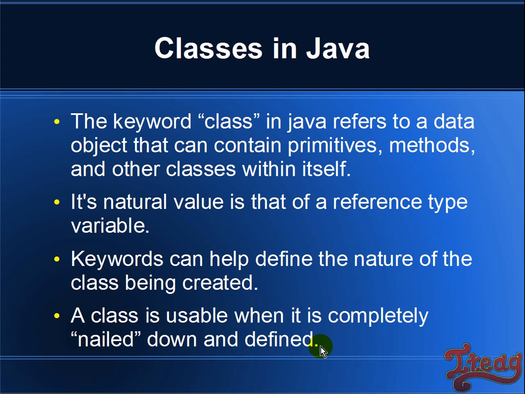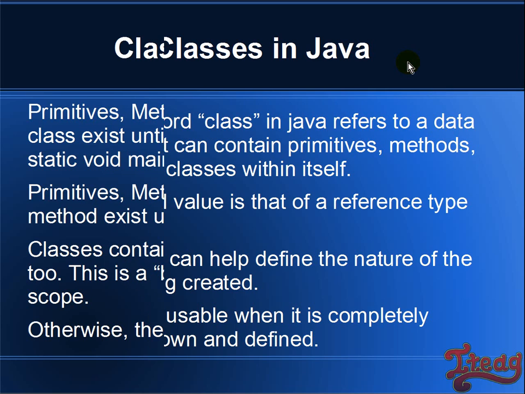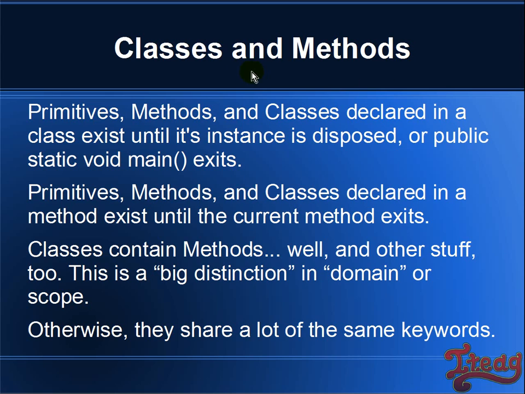Now there is a way to nail a class up in the air, and this has to do with late binding and defining it at the time, but it still has to be nailed down and defined. At runtime and late binding, that's when it gets nailed down, those types of classes. So I'll leave it at that. It's for a later thing. All right, now, classes and methods. Classes have methods inside them. Let's leave it at that for right now.